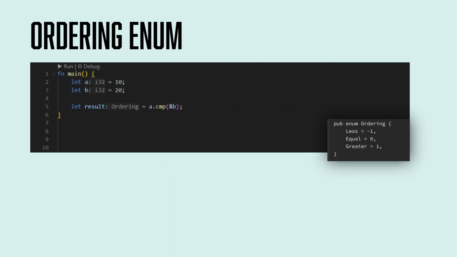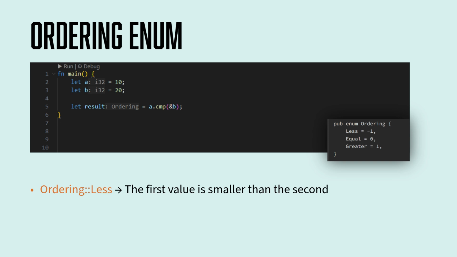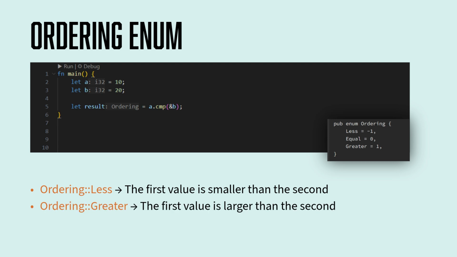When we compare two values using Rust's built-in cmp method, it returns one of three variants from the Ordering enum. Ordering::Less, the first value is smaller than the second. Ordering::Greater, the first value is larger than the second. Ordering::Equal, both values are equal.